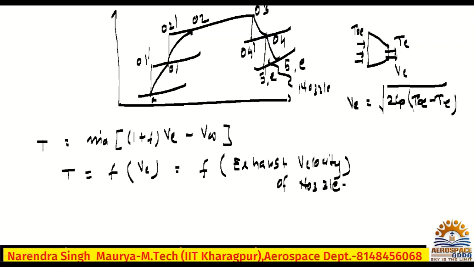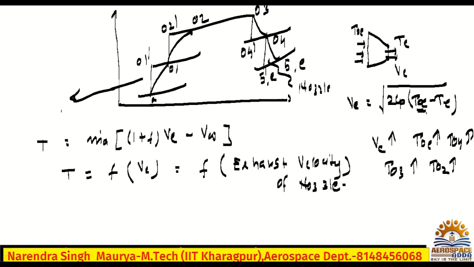So exhaust velocity depends on T naught E, which is the total exhaust temperature. If you want exhaust velocity V E high, then you should have T naught E high. Try to understand. If you want T naught E high, then you should have T naught 4 high. If you want T naught 4 high, then you should have T naught 3 high. If you want T naught 3 high, then you should have T naught 2 high. If you check, this is the intake, and this is the compressor.